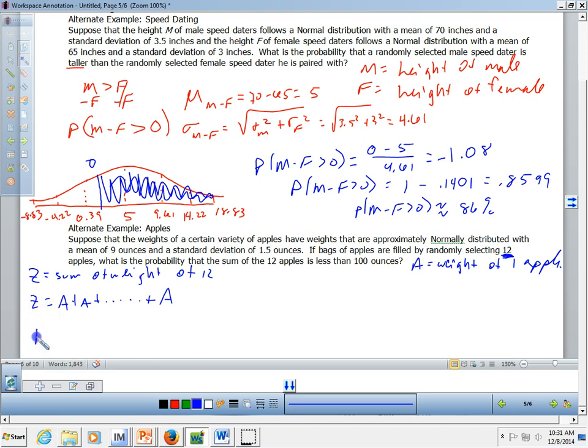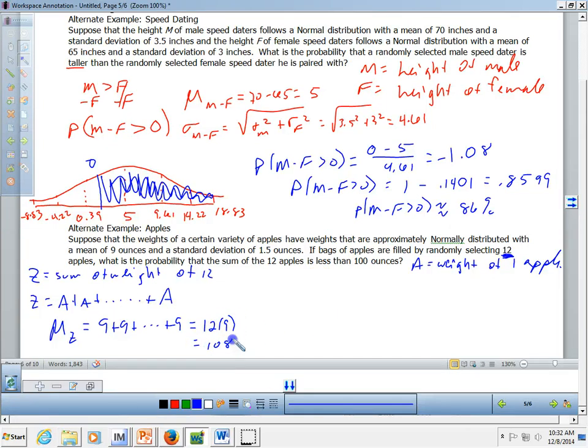Okay? Now, where that 12 might come into play is when we find our new mean and standard deviation. If I want to find the new mean of Z, then I've got to take the mean of A and add it to itself 12 times. So I've got to take 9 plus 9 plus 9 plus 9. Now, this is the same thing. Now we're back to arithmetic. This is the same thing as 12 times 9. It's okay to do that here. So seemingly the difference between 12A and adding A 12 times doesn't seem to be any different at all.